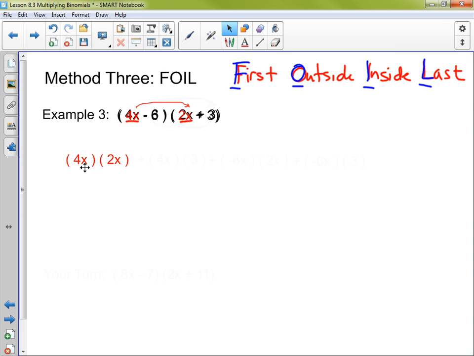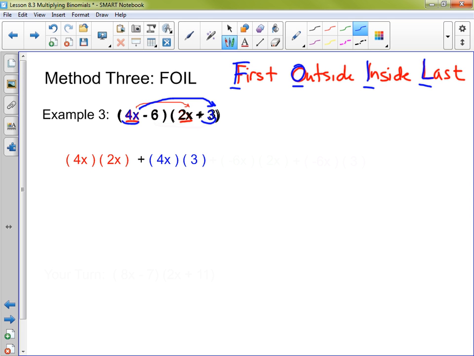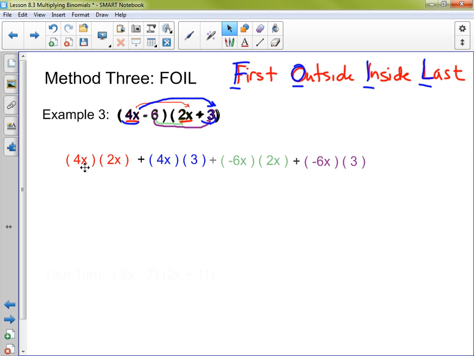Then you're going to add to that the outside terms. The outside terms are the ones on the outside of the expression, 4x and 3. So I write out 4x times 3. Then you're going to multiply the inside terms. Well, the inside terms are the 6 and the 2x. That's negative 6x and positive 2x.